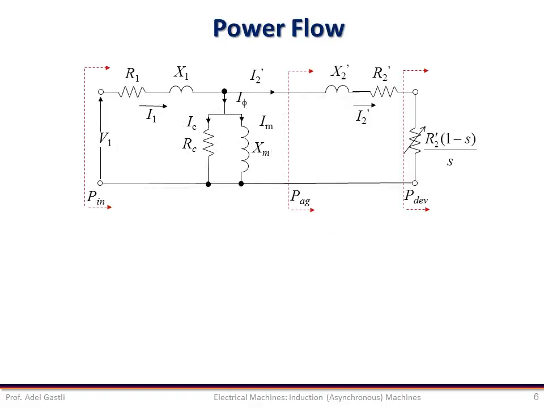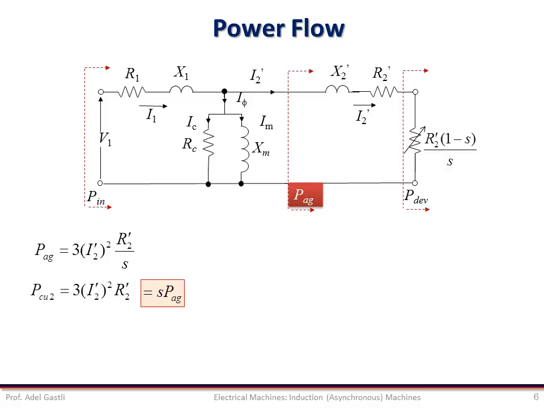Let us see in more detail the set of equations which are used to determine the power flow inside the rotor of the induction machine. Since the air gap power is the total power that is transferred from the stator circuit to the rotor circuit, it is also the electric power consumed by the total rotor resistance R'2 over S. So we can express it as PAG equals 3 I'2 squared multiplied by R'2 divided by S, the slip. The total copper loss inside the rotor resistance R'2 is determined as 3 times I'2 squared multiplied by the rotor resistance R'2, which is also equivalent to S multiplied by the air gap power.